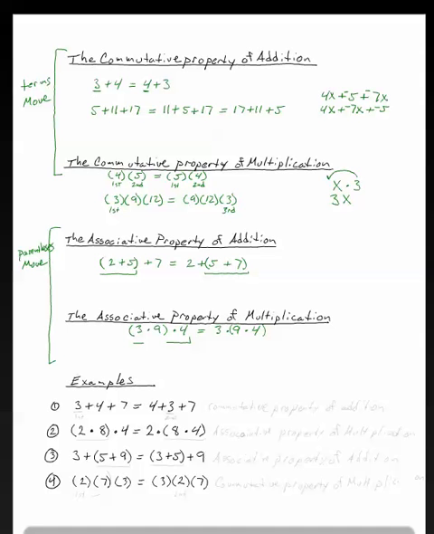So let's go down here to examples and see if we can figure out which property is being used. For number 1, we've got 3 plus 4 plus 7 equals 4 plus 3 plus 7. What I'm really looking for is, have any of the terms moved positions? If I just look at the 3, that's in the first position here, but on the second side, it's in the second position. So that 3 has actually moved position in the expression. Therefore, it's commuting. So this is the commutative property.